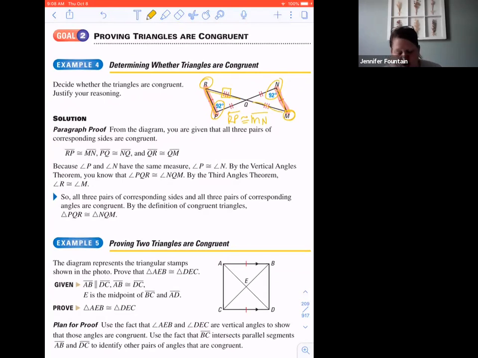Because angle P and angle N have the same measure, angle P is congruent to angle N. By the vertical angles theorem, you know that angle PQR is congruent to angle NQM. By the third angles theorem, angle R is congruent to angle M. So all 3 pairs of corresponding sides and all 3 pairs of corresponding angles are congruent. So by the definition of congruent triangles, triangle PQR is congruent to triangle NQM.